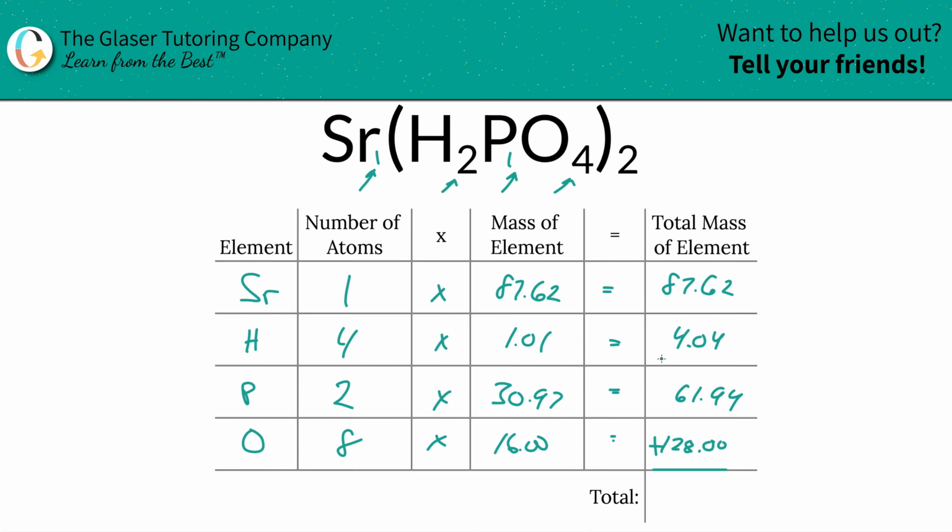And to find now the total mass of the compound, which is really what we're interested in, just simply add this column up. So that's 281.6 units of mass. And the units here are grams per mole because we're finding molar mass. That's all there is to it. Now you know how to find the molar mass of strontium dihydrogen phosphate. Yay! See you soon.